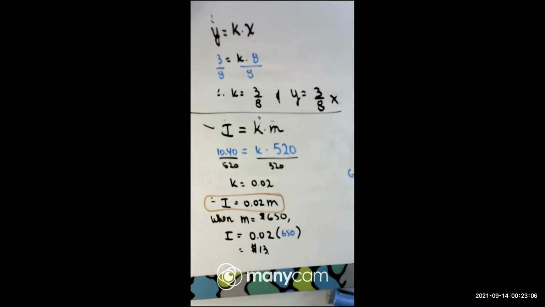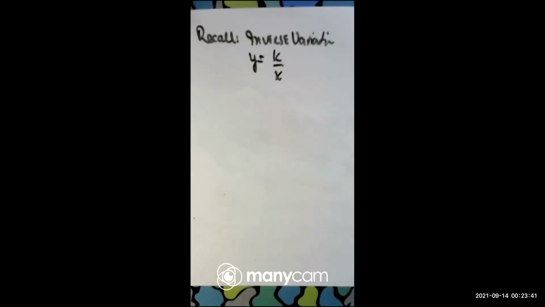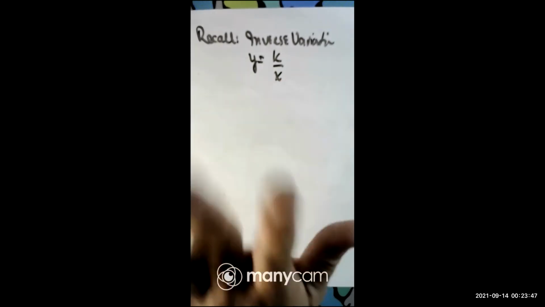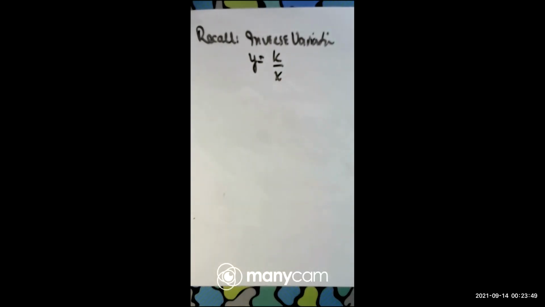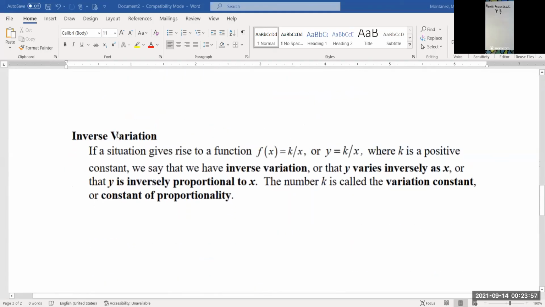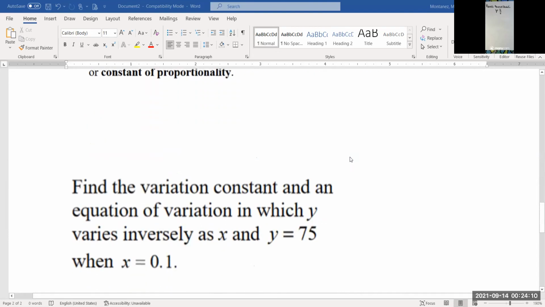Okay, so that's the two applications of direct variation. Let's go ahead and look at inverse variation. So let's go ahead and do two examples of inverse variation. Just a quick recall, inverse variation is y equals K over X. For inverse variation, the keywords are y is inversely proportional to X, or y varies inversely as X. So the form will be y equals K over X.